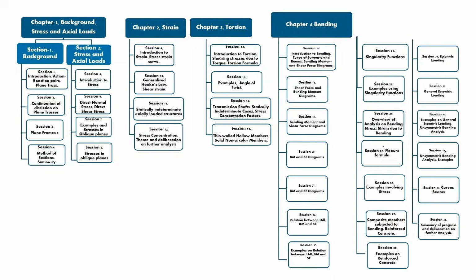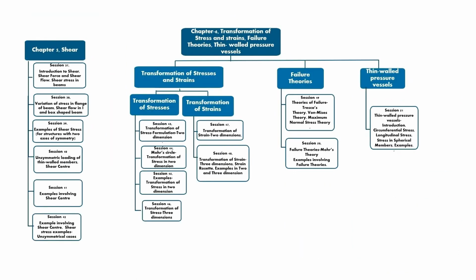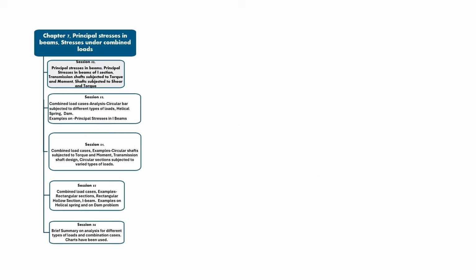These are the sessions covered in the first 4 chapters. When it comes to individual loads, we covered axial loads, torsion, and bending. These are the sessions covered in chapter 5 and chapter 6. When it comes to individual loads, we covered shear and thin-walled pressure vessels. We mentioned individual loads. In this chapter, we study stresses under combined loads and principal stresses in beams.